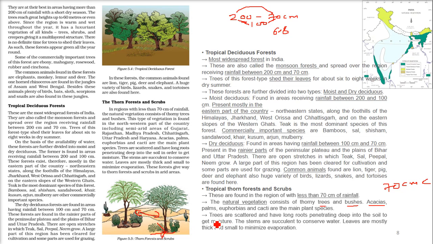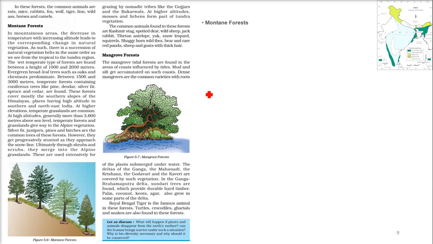And the stems are quite succulent to conserve water. Leaves are mostly thick and small. Thick and small, because there is scorching heat of the sun and these trees can't afford to lose water through evaporation. So these thick and small leaves are there because they want to minimize evaporation. Common animals that we find here are rats, mice, rabbits, fox, wolf, tiger, lion, wild ass, horses and camels.